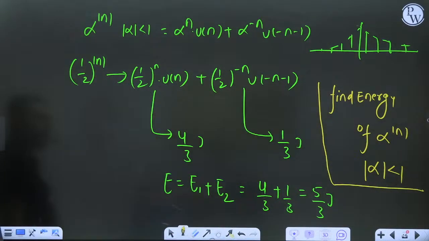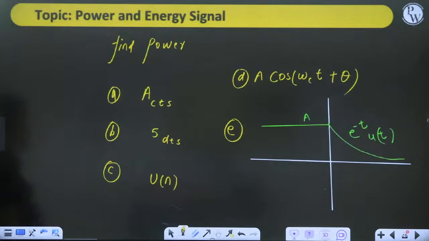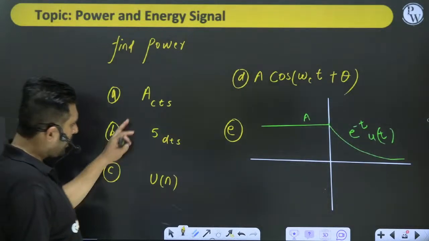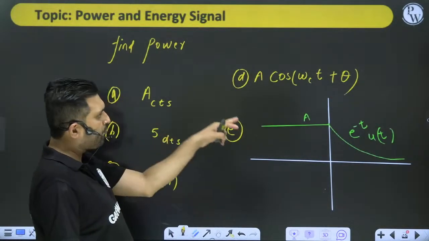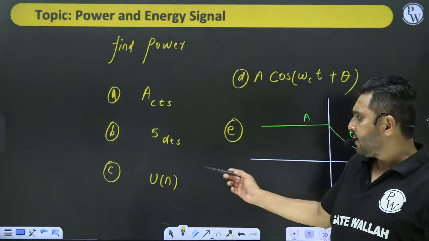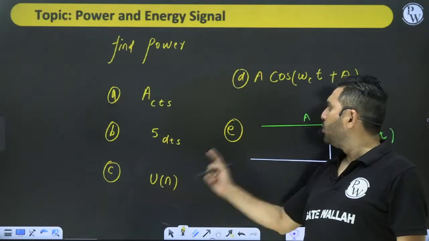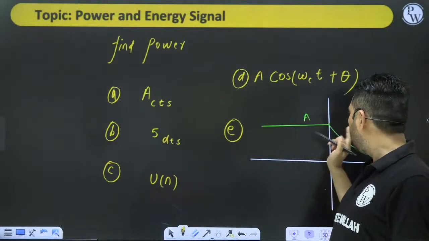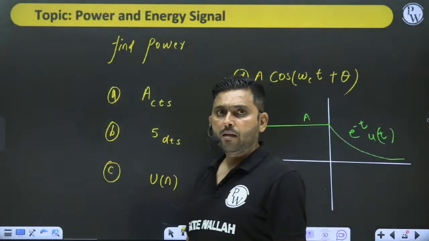Let's talk about the power now. The power, we have to find out the power of these functions: A in CTS, 5 in DTS, u[n], A cos(omega_c t plus theta), and this function e to the power minus t u(t) plus 5.